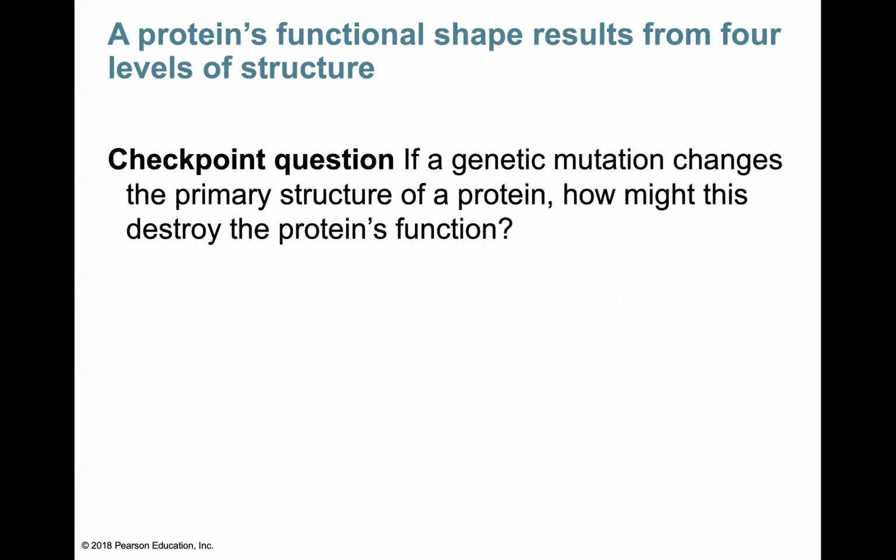So a protein's functional shape: the function of this protein is ultimately determined by its shape or conformation at the primary, secondary, tertiary, or quaternary level. A question: if a genetic mutation changes the primary structure of a protein, how might this destroy the protein's function? How does a mutation that changes the primary structure of a protein affect its overall function?